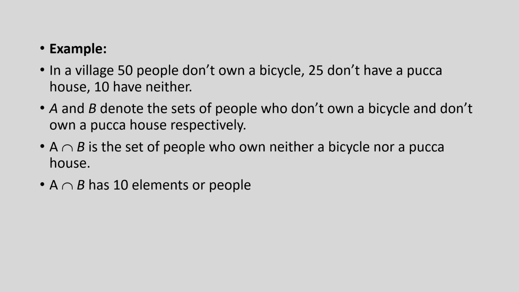So, this is the intersection set. This is the set of people who are in both the sets. So, that means they do not own a bicycle because they belong to A. At the same time they belong to B also. So, that means they are very poor, they do not own a pakka house also, right. So, how many people are there in this intersection set? A intersection B, there are 10 elements, it is mentioned in the problem itself.